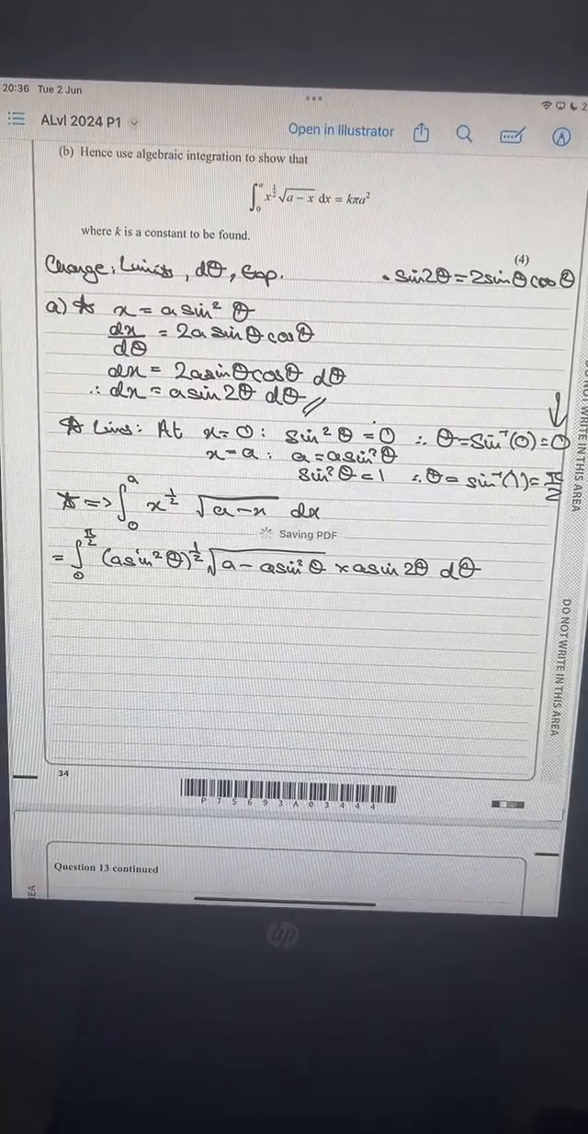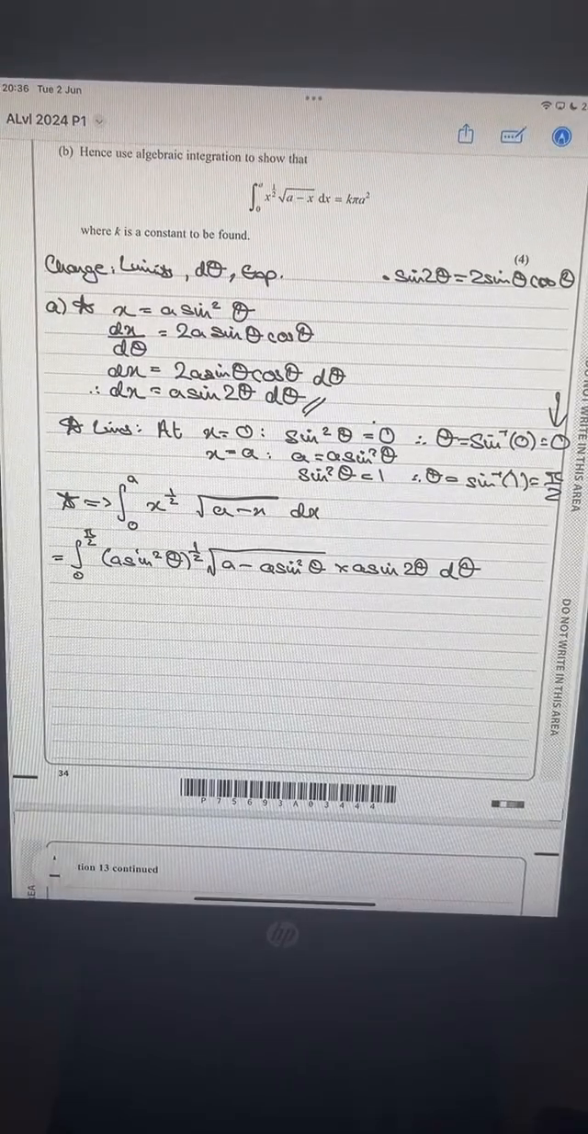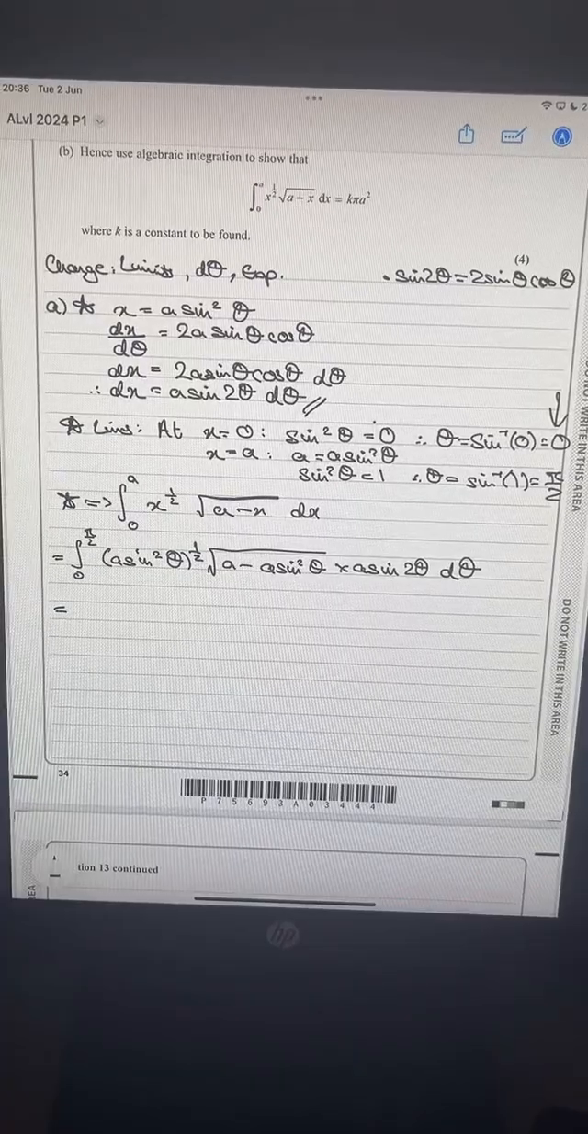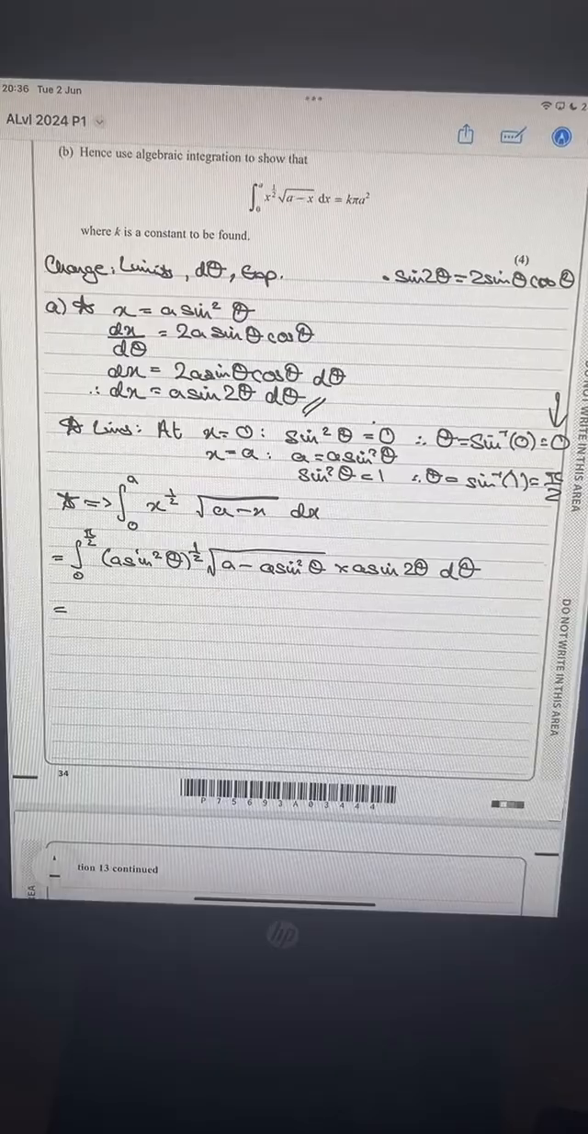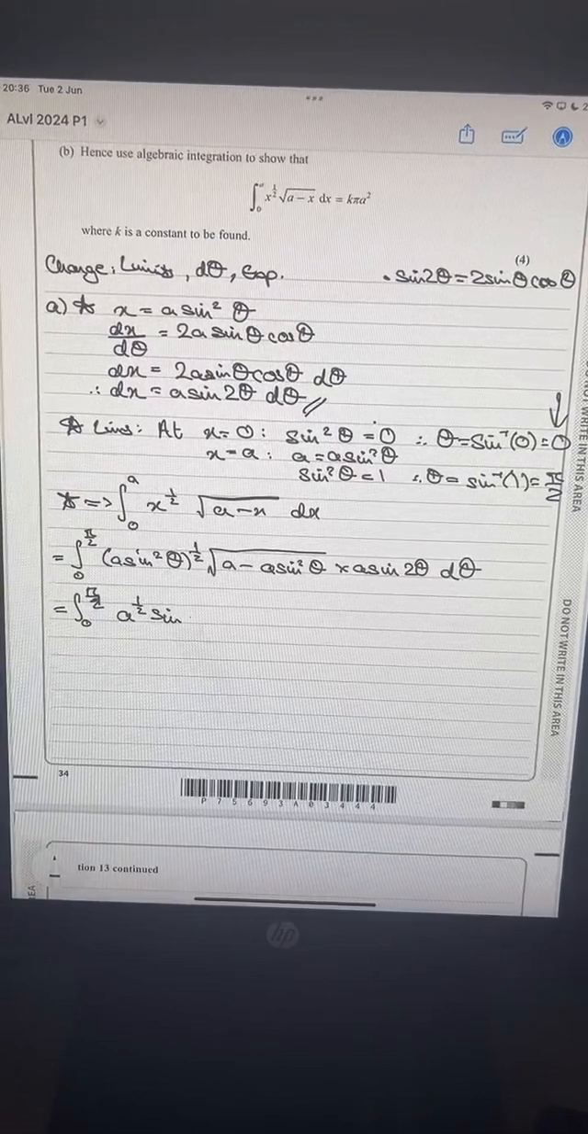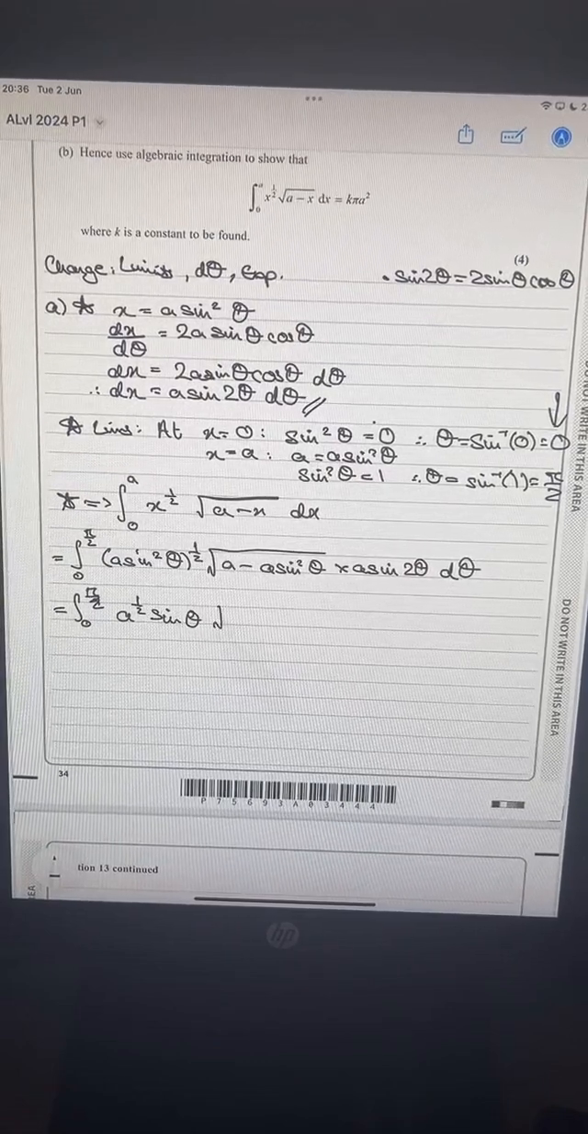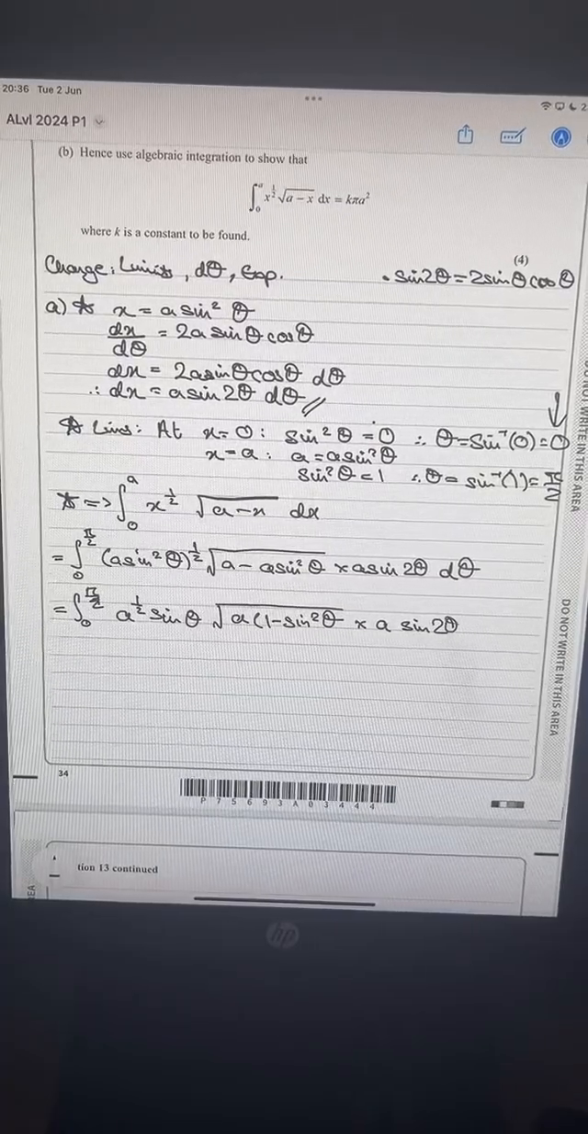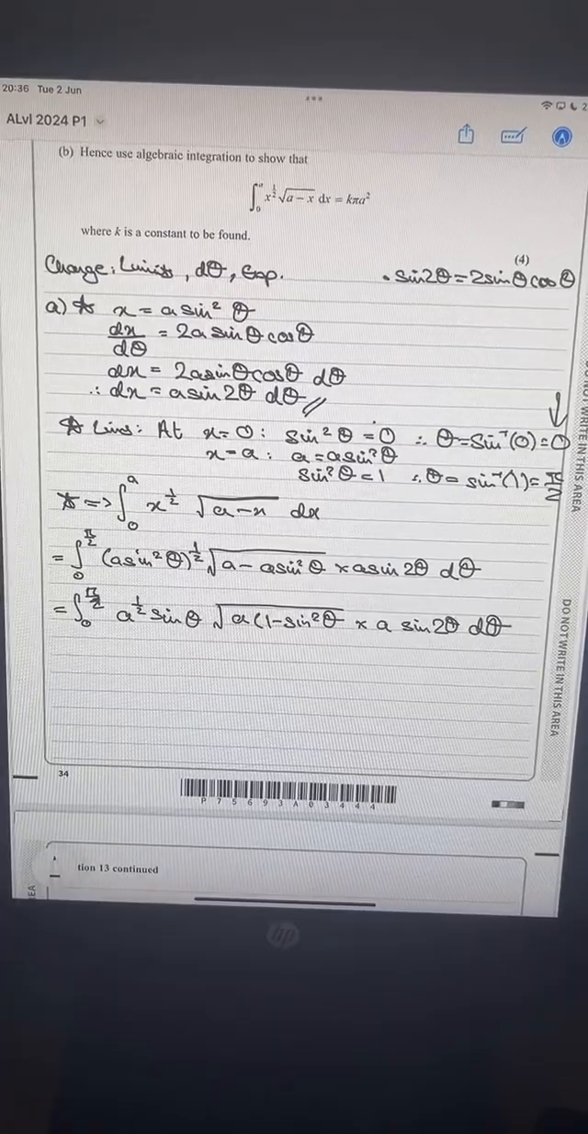So I'm just going to clean this up now. So let me just save. So first thing I'm going to do is take the square root of this thing here first. So 0 to pi by 2, I'm going to do this really slowly as I did in my exam. A to the half sine of theta times by square root of a, and I'm going to factorize out the a over here, so 1 minus sine squared theta multiplied by a sine 2 theta d theta. Okay, so far so good.